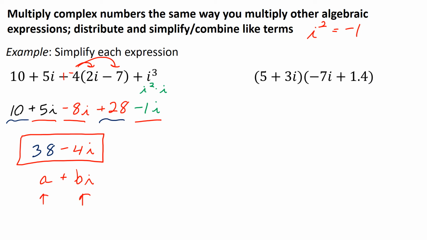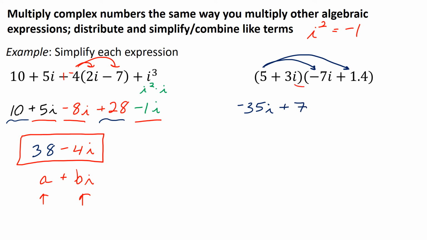Okay, let's try another one. We have a binomial times a binomial. We're going to distribute. I know some of you call it by a 4-letter word that starts with F that I won't mention here, but let's call it distribution because that's what it is. So we distribute the 5. All right, 5 times negative 7i is negative 35i. 5 times 1.4, you can do that mentally, just break it down. 5 times 1 is 5. 5 times 0.4 would give you 2, so that's plus 7.